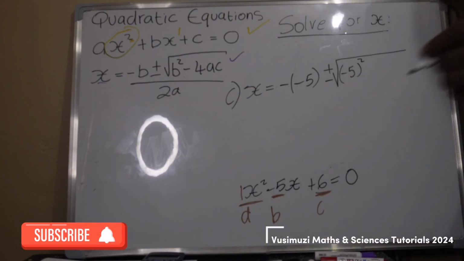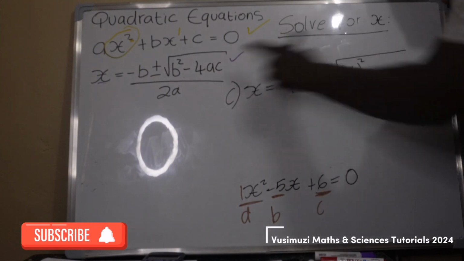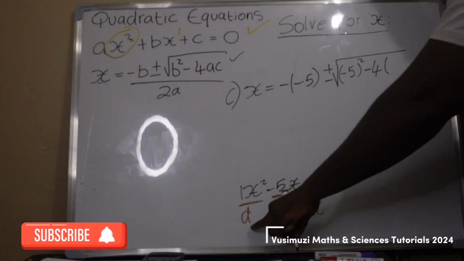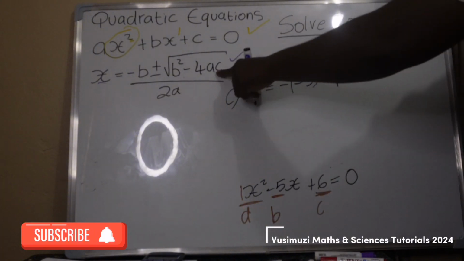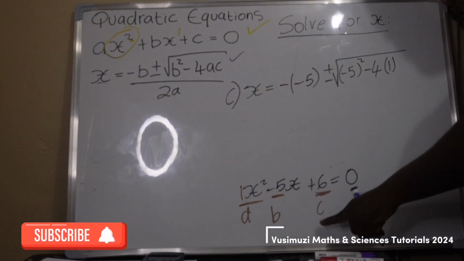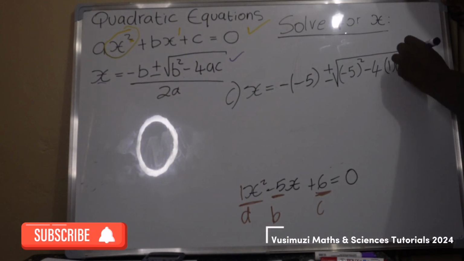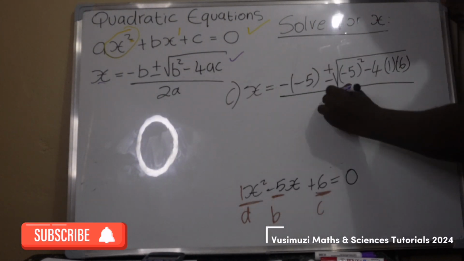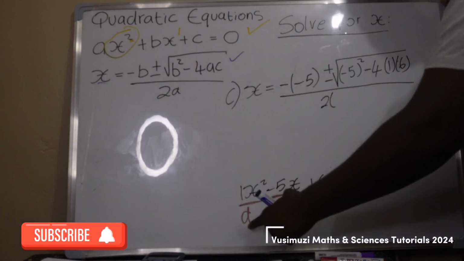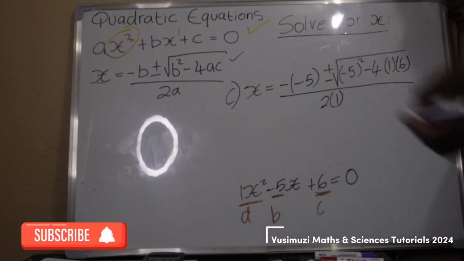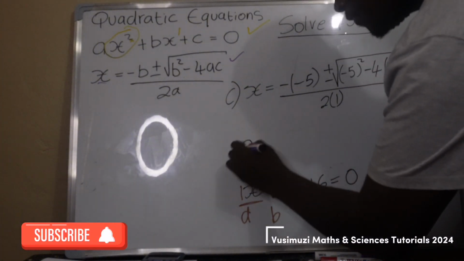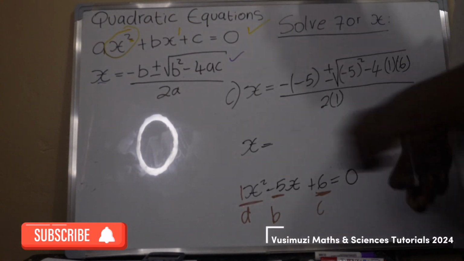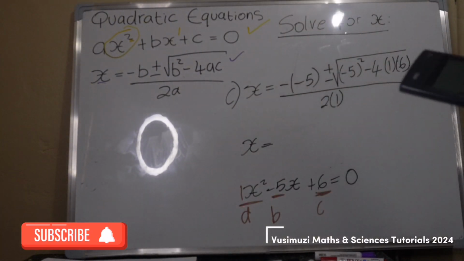Don't forget the squared. Minus 4, then a. What is your a? It's positive 1. What is your c? C is positive 6. Another bracket of positive 6, all divided by 2 times a, which is positive 1. Then you are done. Calculator. You're going to have two solutions, positive and negative. So on the calculator you just put those two solutions there.